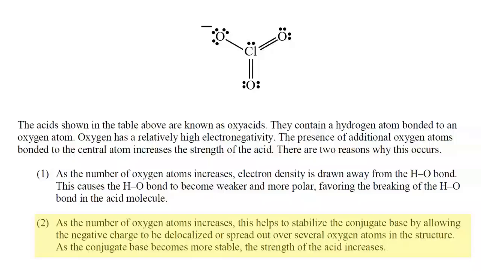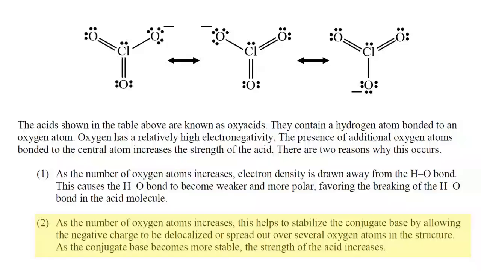Now here, at the top of this slide, you can see only one Lewis diagram that I've drawn for the ClO3- ion. But in fact, there are three different resonance forms or resonance structures that you could draw, and that just shows you that when you have additional oxygen atoms present in this oxyacid, then the conjugate base can be more stabilized by getting that negative charge to be delocalized or spread out over several oxygen atoms in the structure.